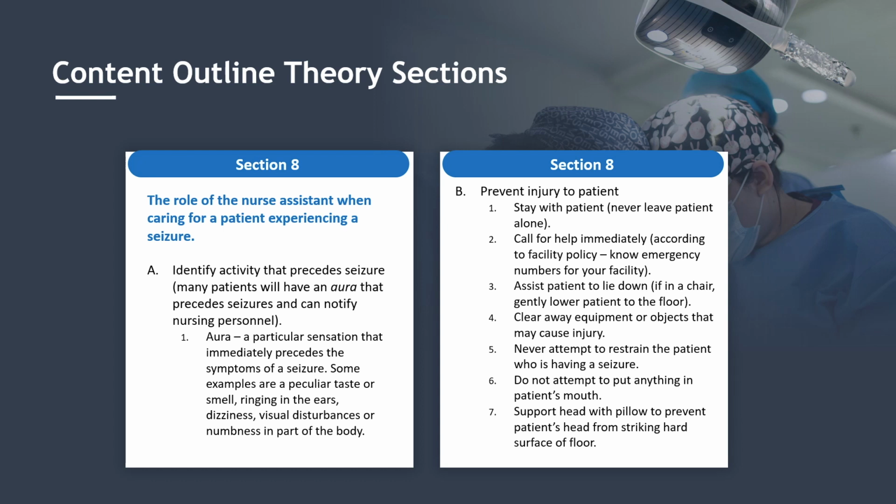Stay with the patient, never leave them. Call for help immediately. According to facility policy, know your emergency numbers. Assist patient in lying down. If in a chair, gently lower the patient to the floor. Clear away equipment or objects that may cause injury. Never attempt to restrain the patient who is having a seizure. Do not attempt to put anything in the patient's mouth, and support their head with a pillow to prevent the patient's head from striking the hard surface of the floor.